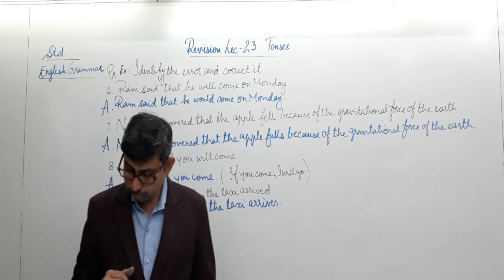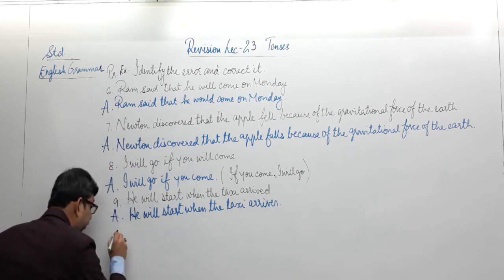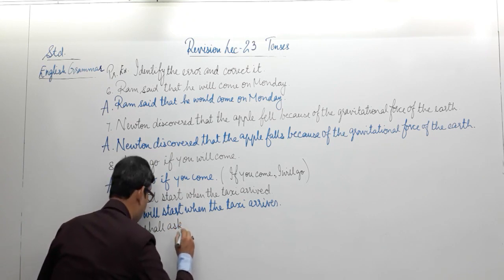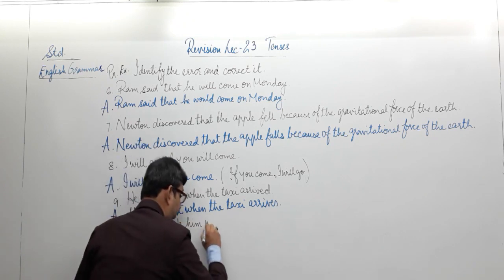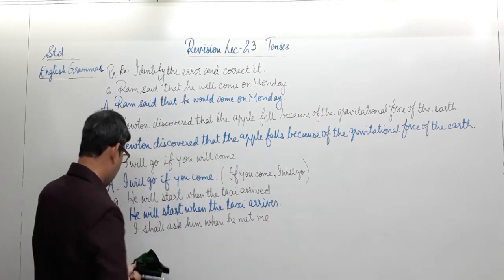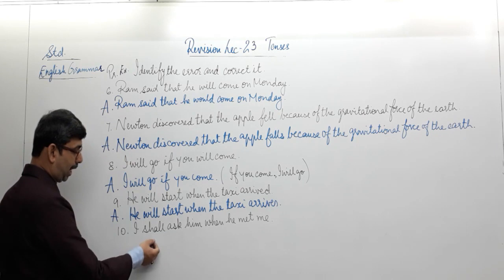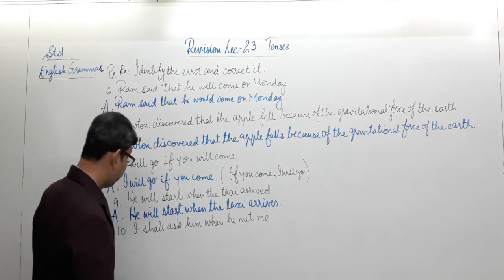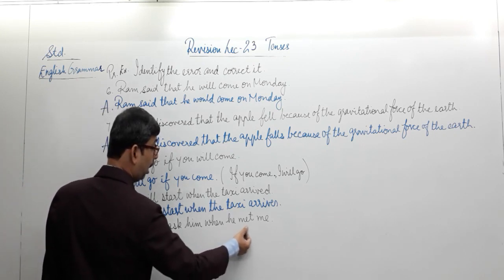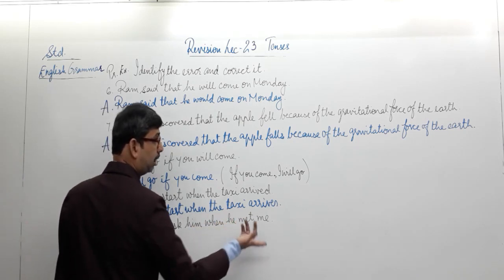Number 10. I shall ask him when he met me. Well, another sentence of the same category, the 10th one. Instead of will, we have shall. Well, it makes no difference. Will and shall are both future tense. I shall ask him when he met me. So met is again past over here, isn't it? So we have a future along with the past in the subordinate clause.